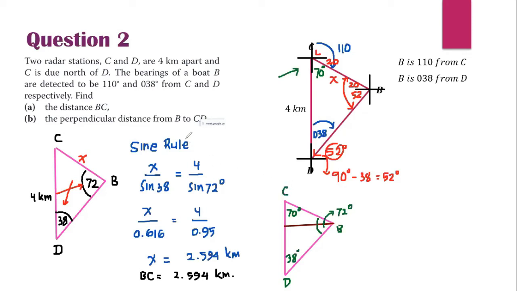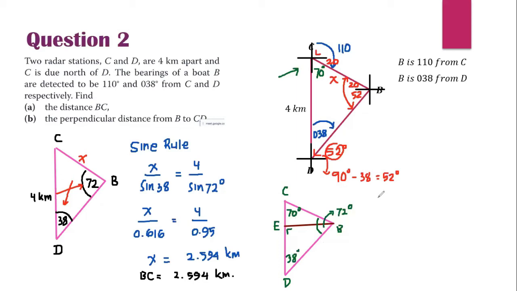Perpendicular distance from B to CD. Here is CD and then perpendicular. B to CD perpendicular, so it means 90 degrees. So we can name here, let's say this one is E. Very good. Okay, perpendicular 90 degrees. So what is the method? The best method to answer length of BE.